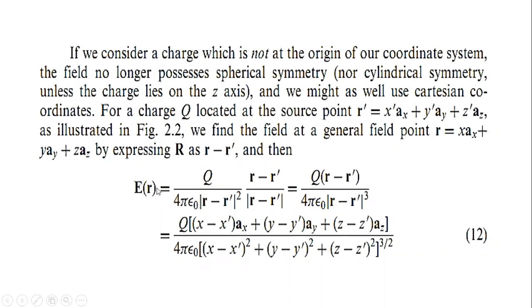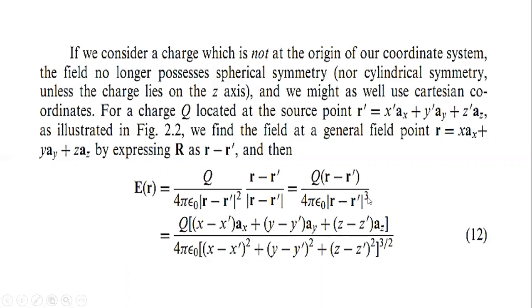So the electric field intensity at point P will be equal to q divided by 4 pi epsilon naught |r minus r dash| whole square into its unit vector, and the unit vector is the vector divided by its magnitude, because R is equal to r minus r dash. So it will be equal to q into the vector divided by 4 pi epsilon naught |r minus r dash| whole cube.